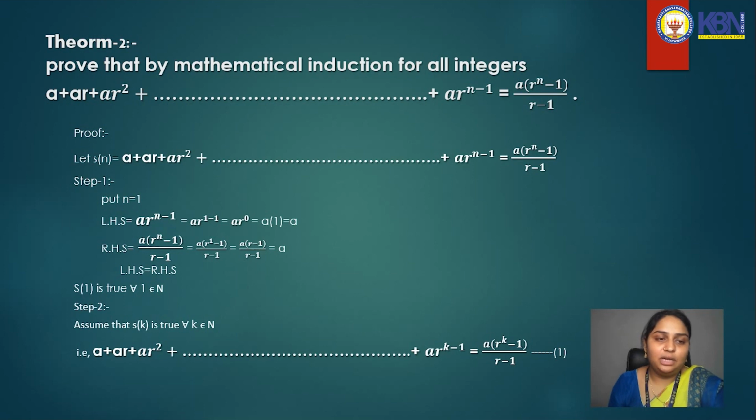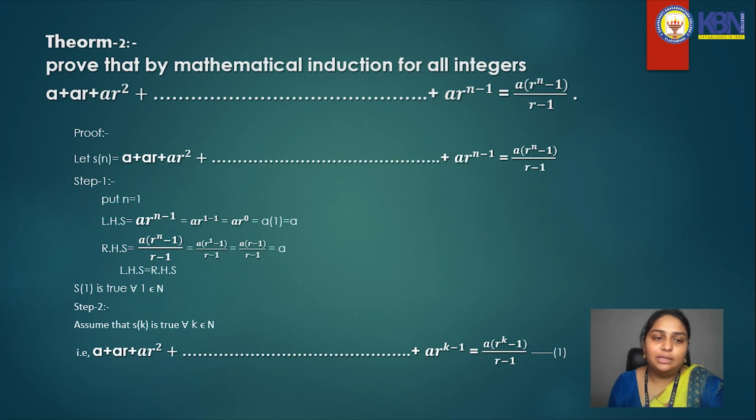In step 1, we have to substitute n equal to 1 and find whether it is satisfied or not. Now take the LHS. In the LHS, the nth term is a into r power n minus 1. Now we substitute the value 1 in place of n. Then we get a into r power 1 minus 1. 1 minus 1 results in 0, which is equal to a into r power 0. We know that if r is not equal to 0, then r power 0 is 1. Then we get a into 1, which is equal to a.